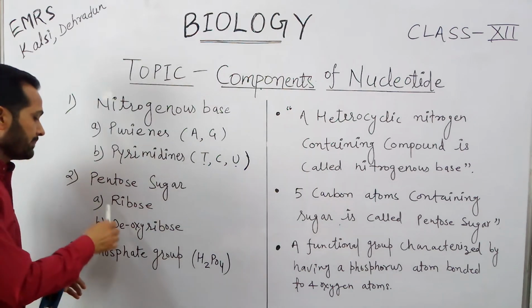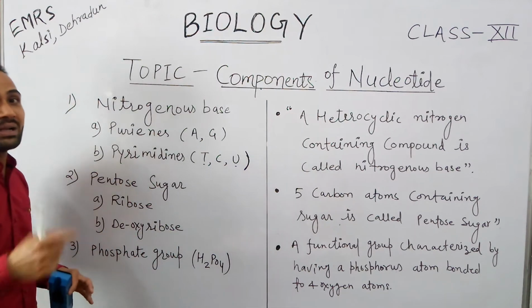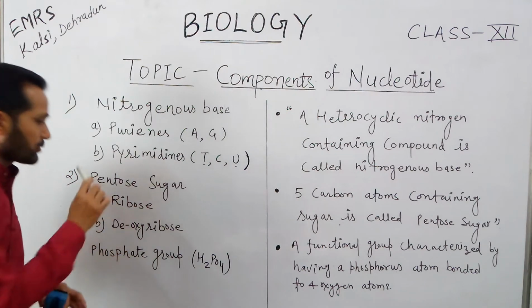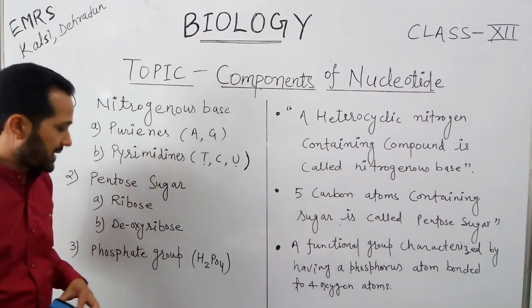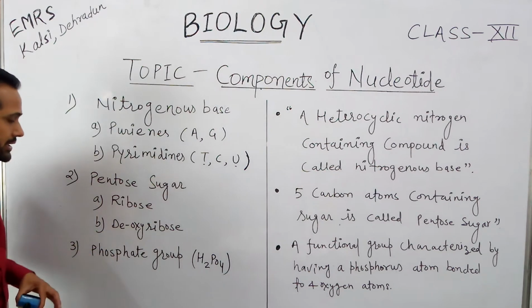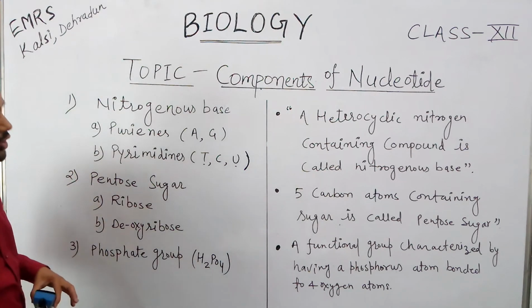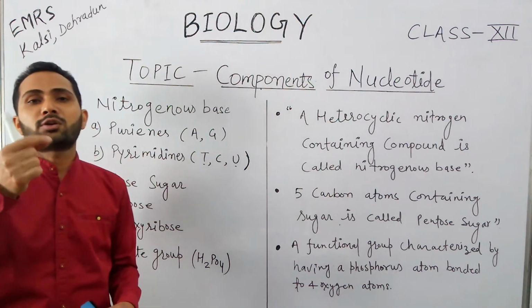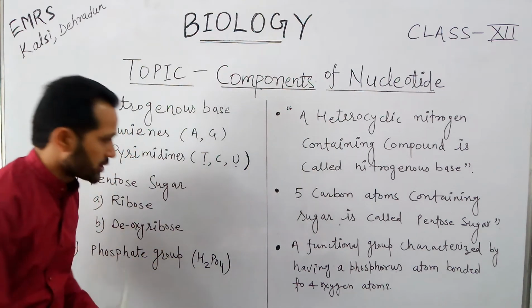In case of DNA, deoxyribose sugar is there, that's why the name DNA, deoxyribonucleic acid, is given, and in case of RNA, ribose sugar is present. The third important component of a nucleotide is the phosphate group. An essential component of the nucleotide is the phosphate group.